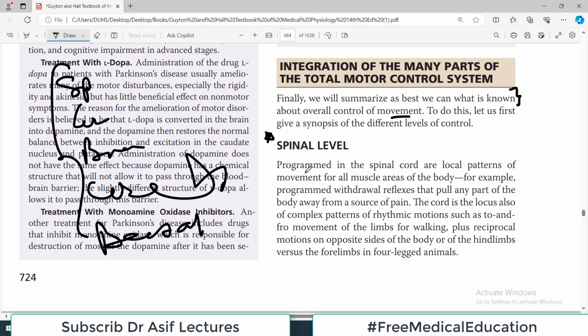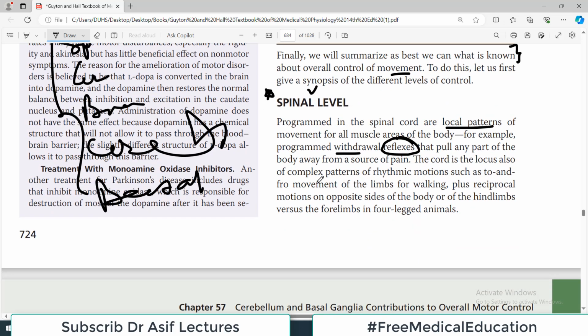So spinal cord के level पर programmed in the spinal cord are local patterns, जिसको हम reflexes कहते हैं. So body के जो withdrawal reflexes हैं, they are largely planned at the level of spinal cord. The cord is locus also of complex patterns of rhythmic motions such as to and fro movements of the limb for walking activity. So this is again kind of an involuntary act. जब आप चल रहे होते हो, so if I ask you, okay, do you really plan to raise your right leg and move it forward and then the left leg? No, you kind of involuntarily do this. So एक चीज जो spinal cord के level पे हो रही है, that is the reflexes.